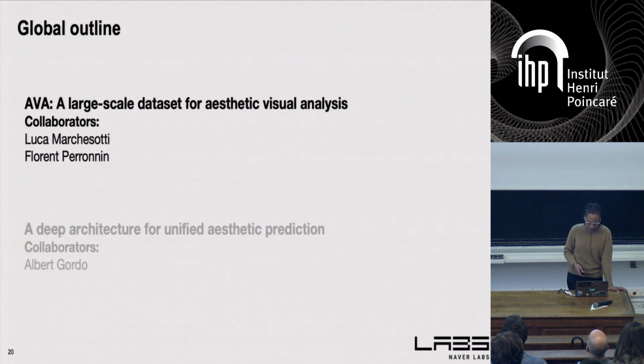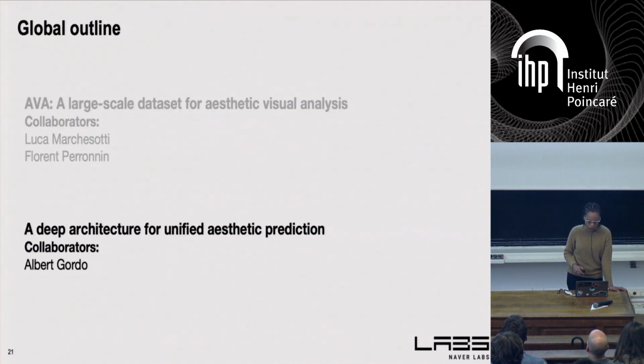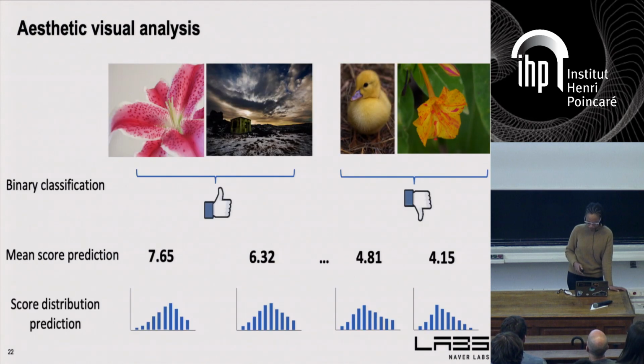So that's it for the first part. Now you have an idea of the type of data we're working with. Now I'm going to describe how we use it to train our deep architecture for unified aesthetic prediction. Why do I say unified? Let's go back to some of the prediction problems we were discussing in the beginning. As I mentioned, we tend to look at three types of problems: a binary classification problem, a mean score regression problem, or a structure prediction problem where you want to predict a distribution of scores.